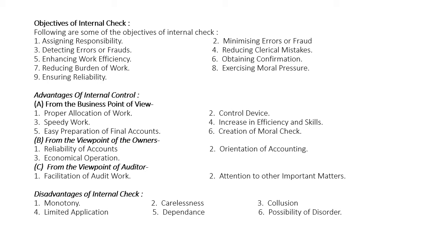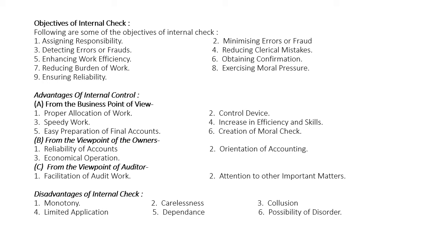Enhancing work efficiency. To enhance the efficiency of the staff, that is, management of duties is based on the principle of division of labor, and accordingly when the work is assigned, the efficiency is enhanced. Next is obtaining confirmation. To obtain confirmation of facts and entries physically and financially by the presentation and necessary maintenance of records is also an objective of internal check.